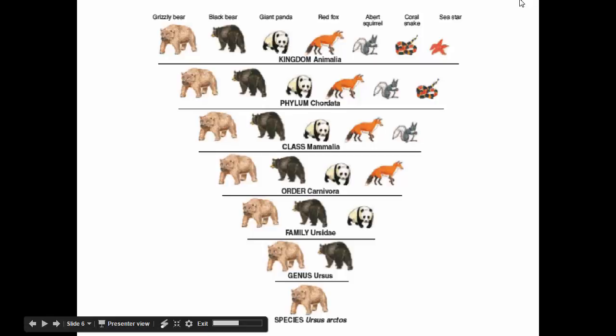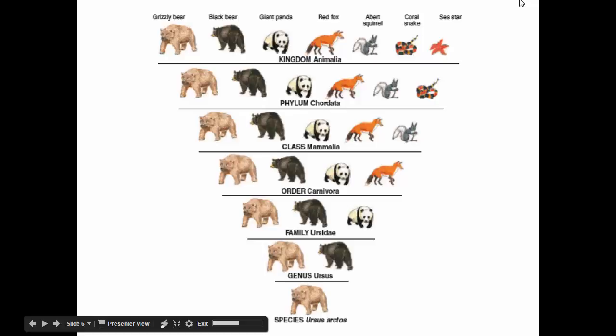So as we're moving down, these organisms are becoming more and more similar to each other. And there's fewer and fewer in each group. Okay, order Carnivora. Carnivores. Yeah, so the order is called Carnivora. It's more about their teeth than it is about their diet. Okay? We go down another to family, Ursidae.